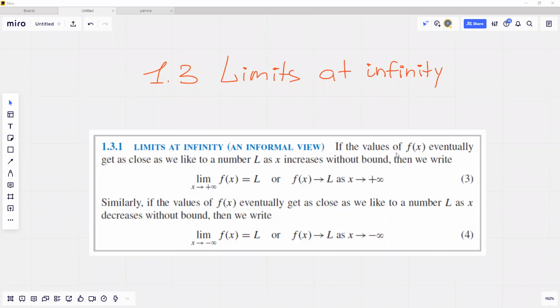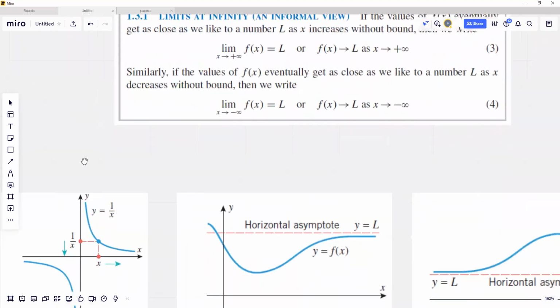If the values of f of x eventually get as close as we like to number L, as x increases without bound, then we write limit as x approaches plus infinity of f of x is equal to L. Similarly, if values of f of x eventually get as close as we like to number L, as x decreases without bound, then we write limit as x goes to minus infinity of f of x is equal to L.